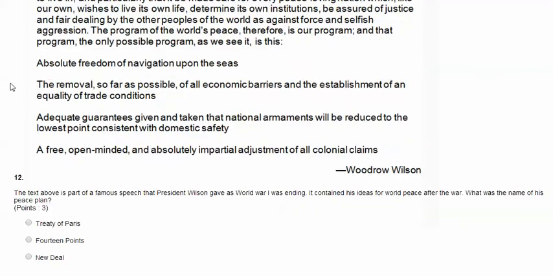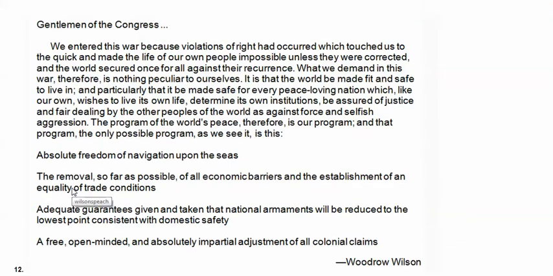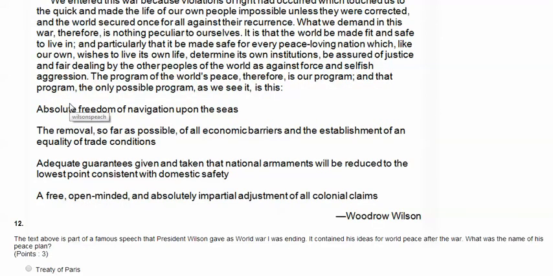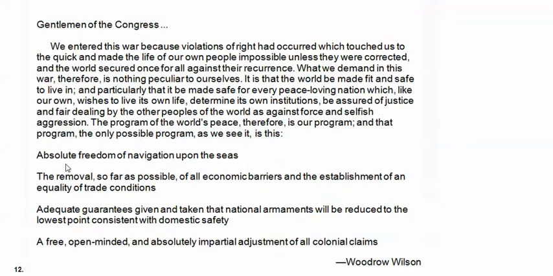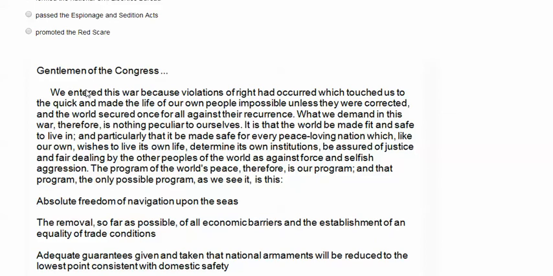For question 12, you're going to use the text above as part of a famous speech that President Wilson gave as World War I was ending. It contained his ideas for world peace after the war. What was the name of this peace plan? Okay, so this is the speech that Woodrow Wilson gave to the Senate, and it was about his peace plan. The question is going to be asking what was the name of his peace plan. So here is his speech.